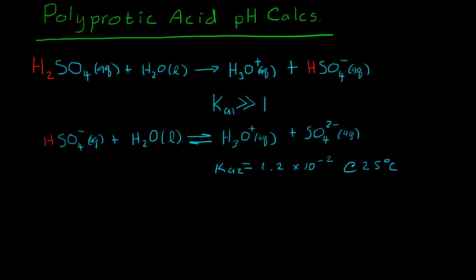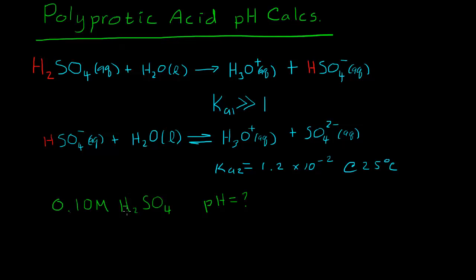So what we would like to do now is answer a question like this. Suppose you have a 0.1 molar sulfuric acid solution, and we want to know the pH of that solution. With strong acids in the past, like a 0.1 molar HCl solution, we would just say HCl is a strong acid, so it completely dissociates. 0.1 mole per liter of HCl gives me 0.1 mole per liter of hydronium. Then I can just take the negative log of 0.1 and get the pH.